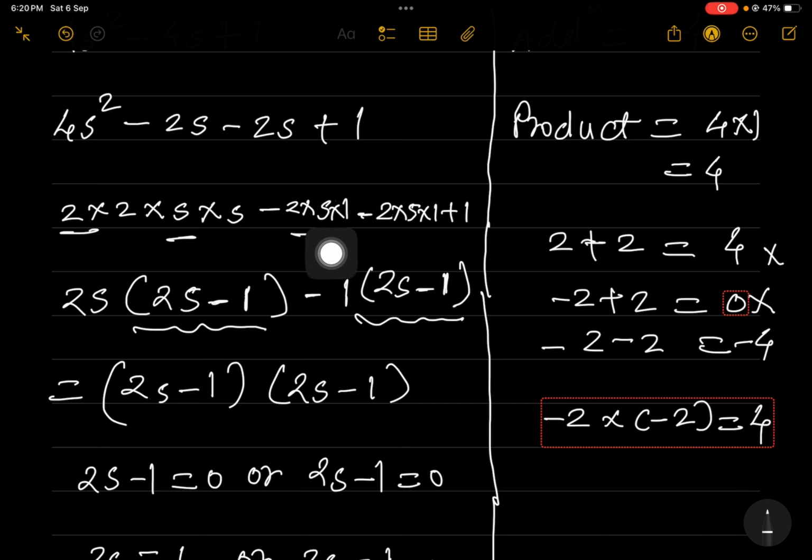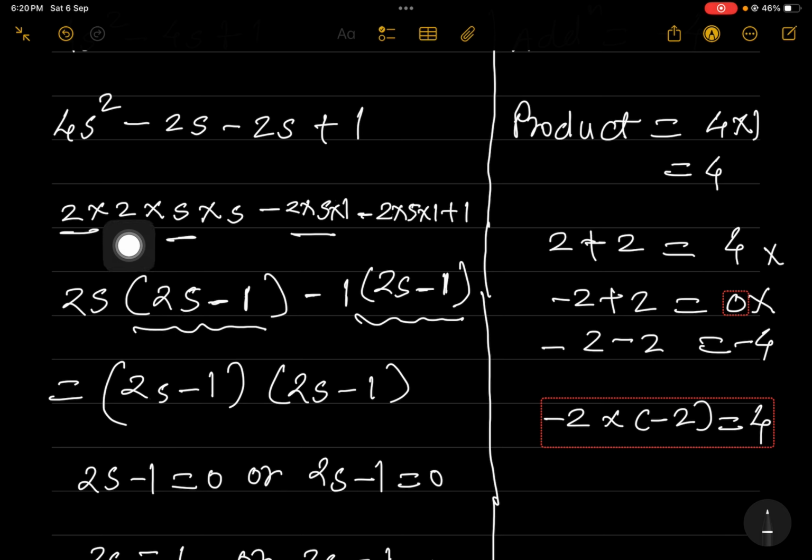Then minus 2s. Minus 2s means 2 into s into 1, and minus again 2s is there, 2 into s into 1, plus the constant term 1 as it is. Now see, here 2 is common, and s is there. Here we have to consider these two terms. In these two terms, 2 is there and 2 is there, s is there and s is there. So these are common, meaning 2s comes common.